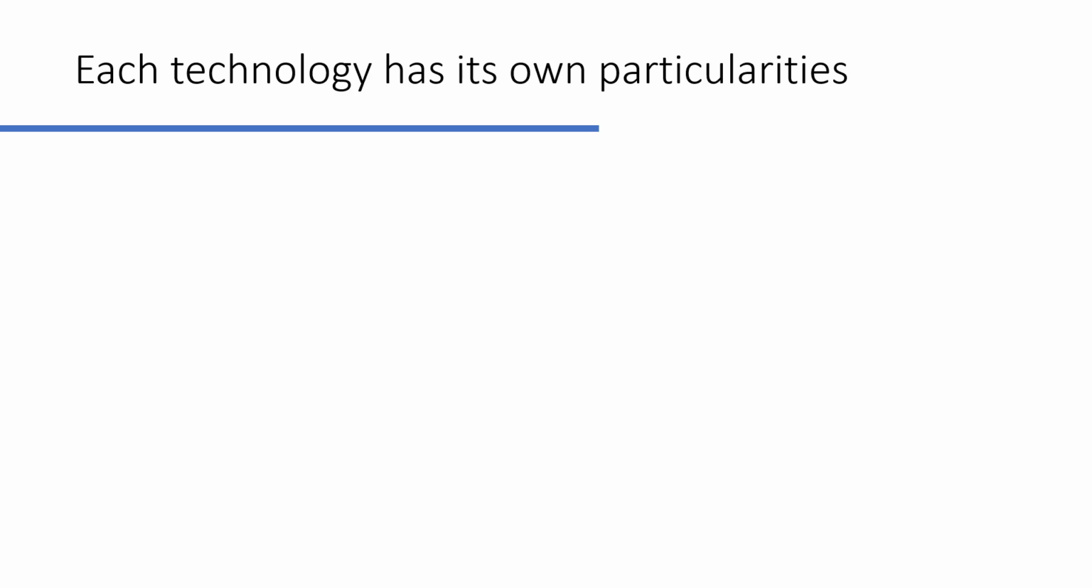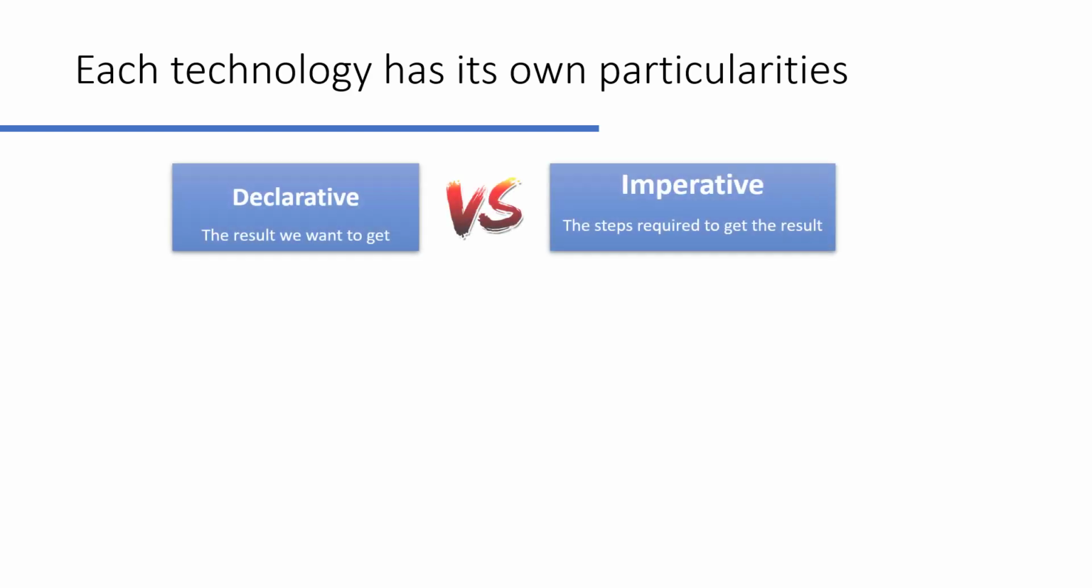It's worth mentioning that each technology has its own particularities. Some are declarative, that means we express what we want to get as a result, or what infrastructure we want to get, and let the technology or the framework or the library do the job in order to reach that result. Some of them are imperative. That means that we have to detail step by step what to do exactly in order to get that result or that desired state.